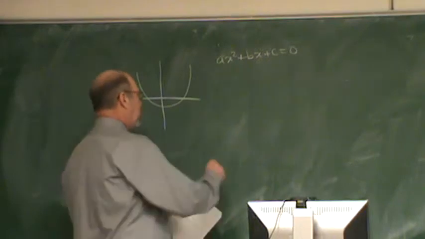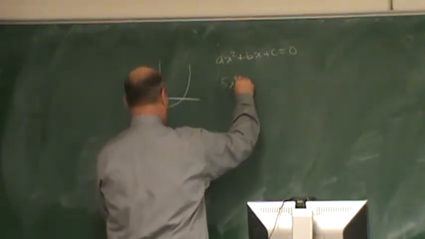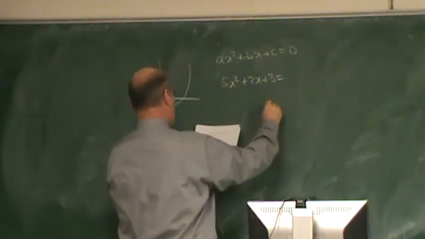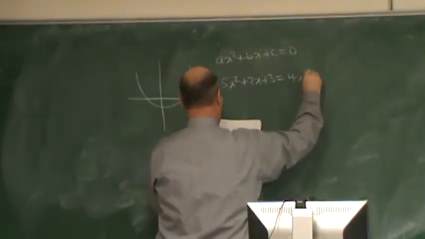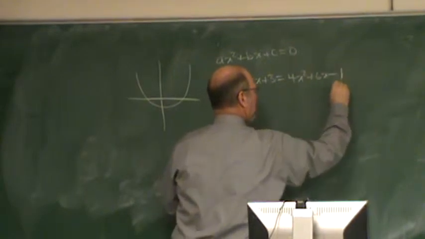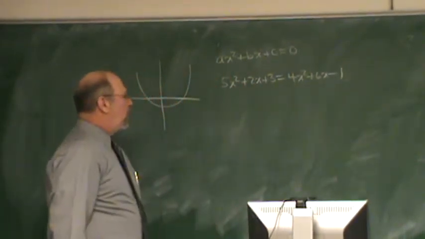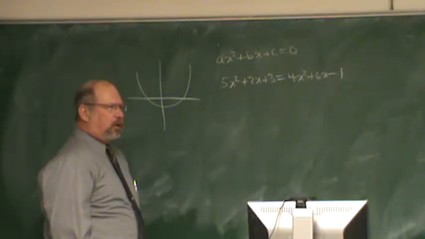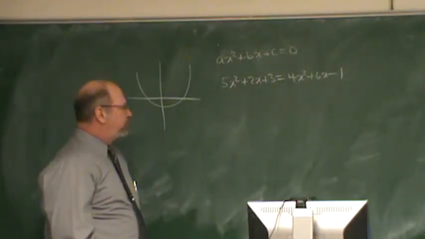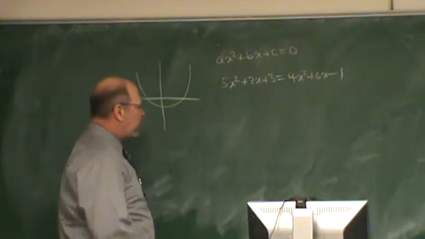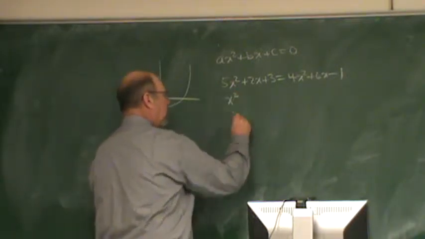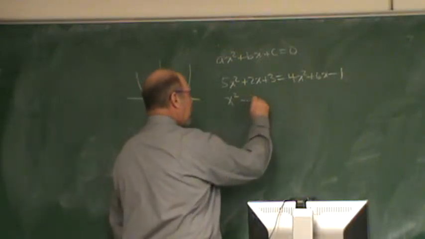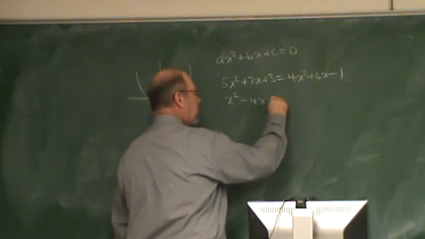Now, the first example I have for you is 5x squared plus 2x plus 3 equals 4x squared plus 6x minus 1. Your first job is to get the things equal to 0. You can't do much of anything until you get it equal to 0. So, if you add negative 4x squared to both sides, you get x squared. Add negative 6x to both sides, you get minus 4x. Add 1 to both sides, you get 4.